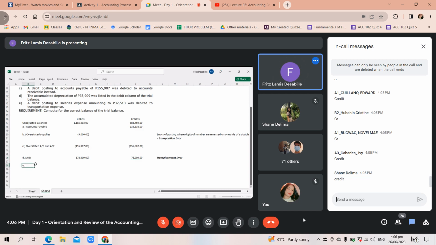Lastly, a debit posting to salaries expense amounting to 32,513 was debited to transportation expense. So how do we correct this one? Salaries expense amounting to... the salaries expense, only the name is correct, right? Correct. So actually it has no effect.